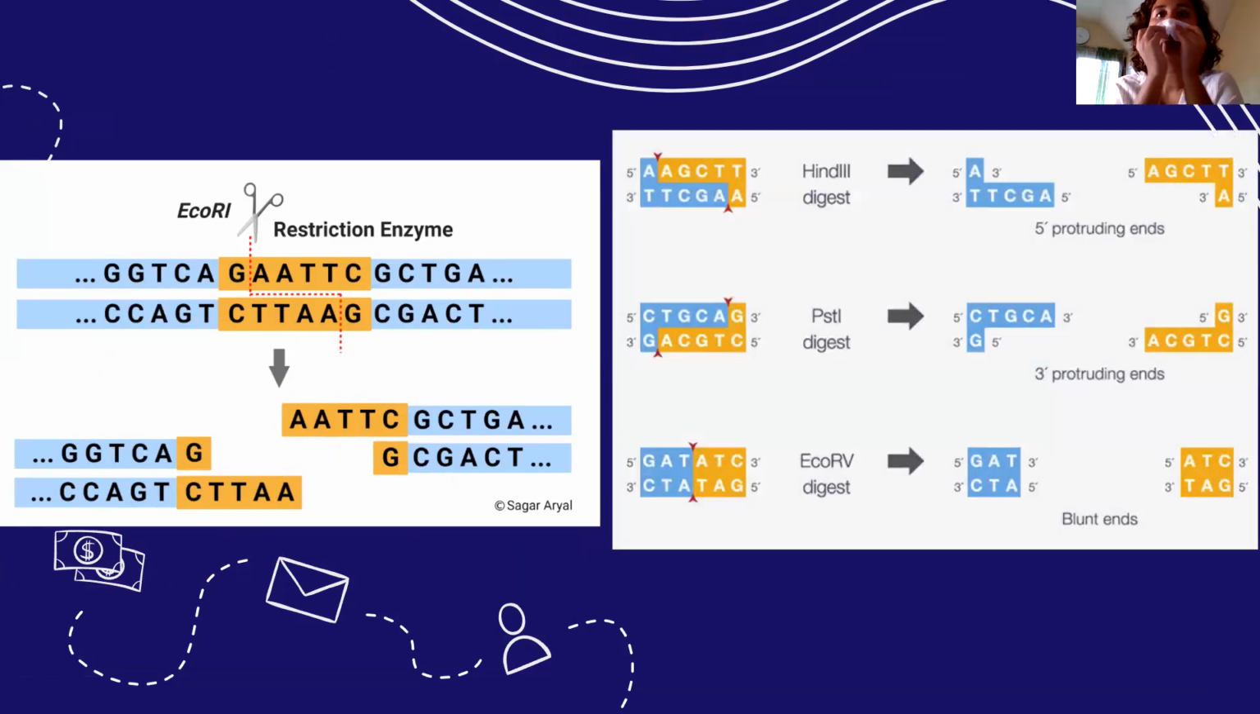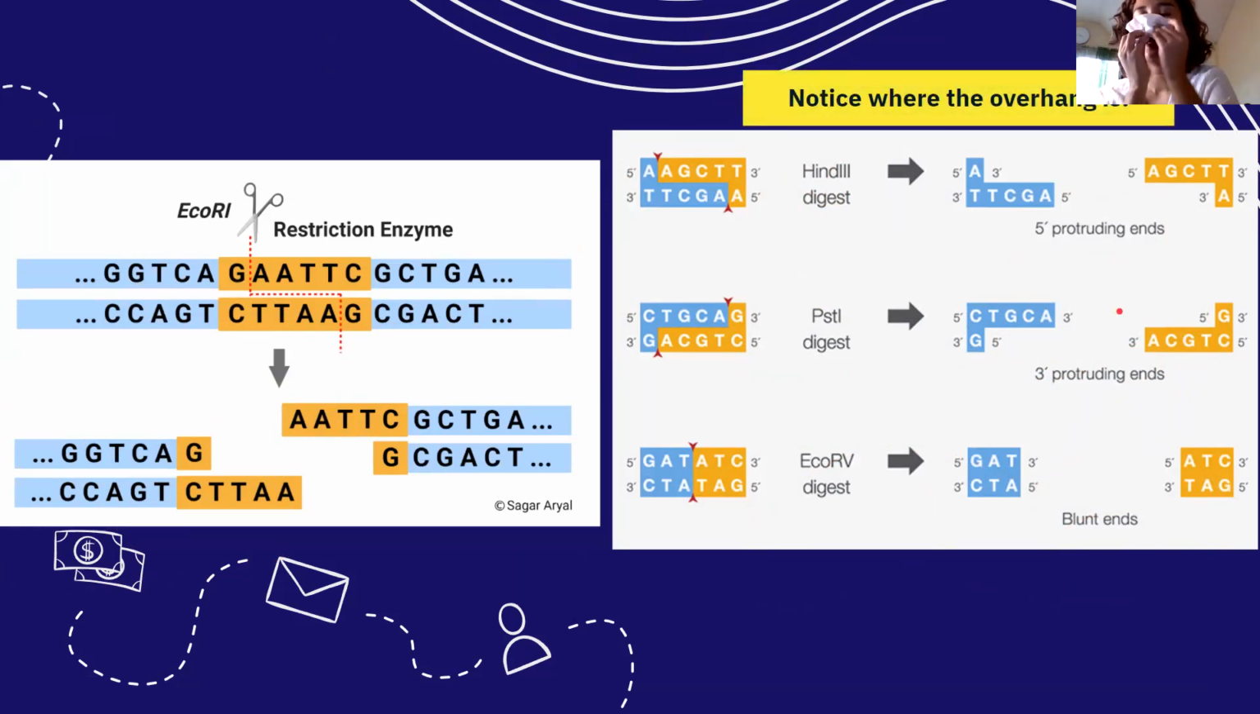So, let's give more examples. Itong HindIII. So, HindIII yan kasi may HindII, may HindI. So, sticky ends rin. Sa PstI, sticky ends rin. Sa EcoRV, we have blunt ends. Yan. So, guys, notice where the overhang is. So, notice, guys, na itong HindIII, ang overhang niya is 5'. Yan, 5'. So, yung overhang ng PstI sa 3'. Yan. Tapos, blunt ends naman dito.